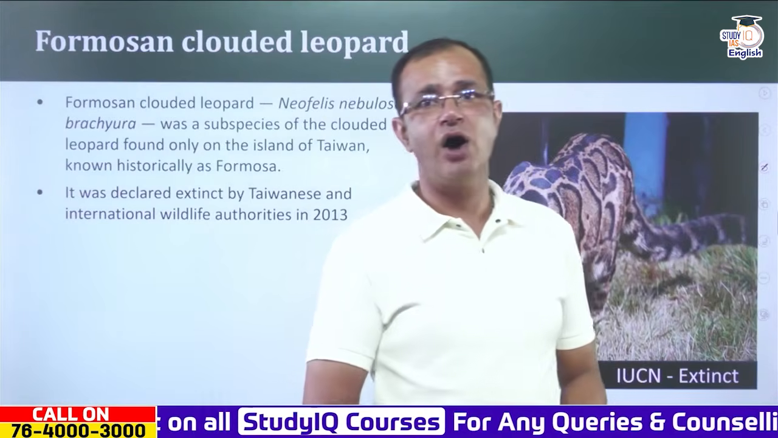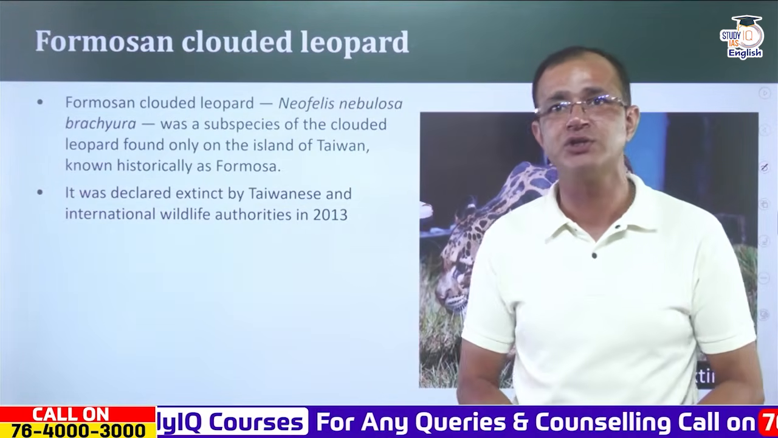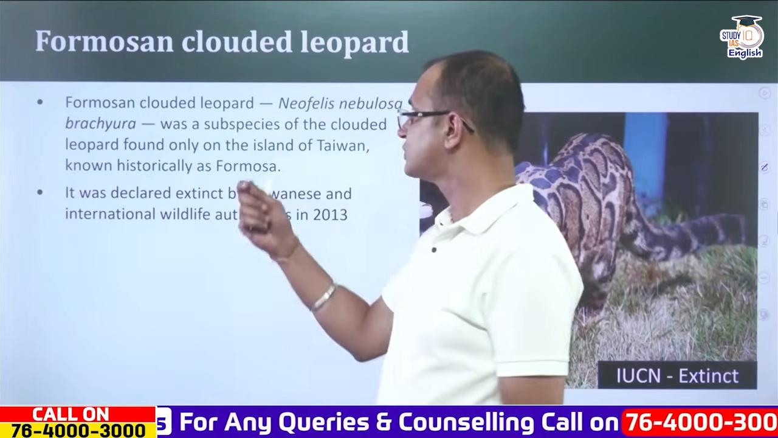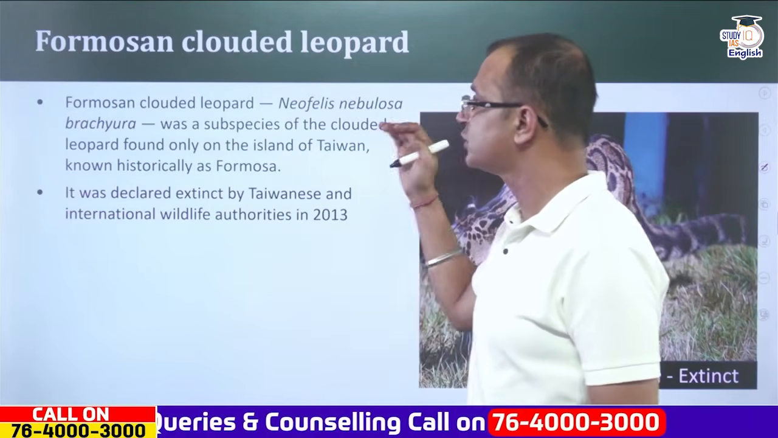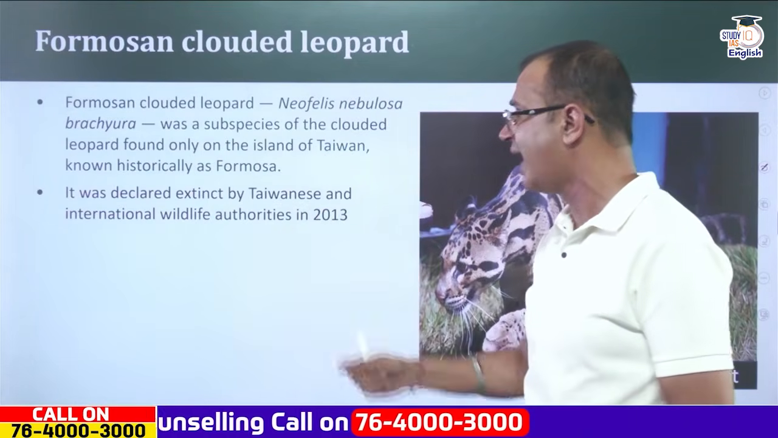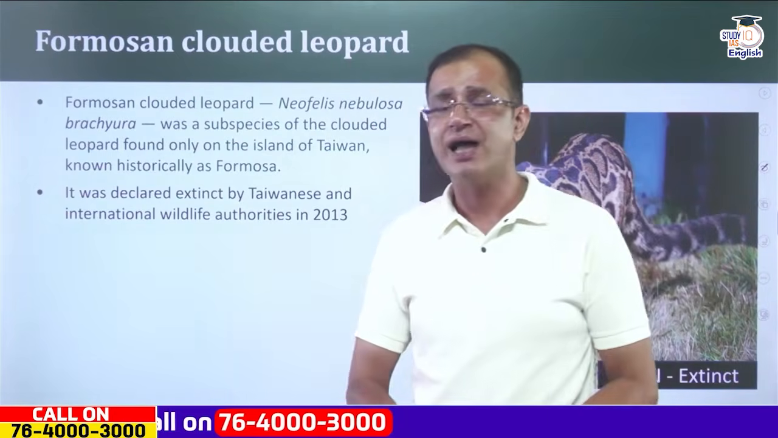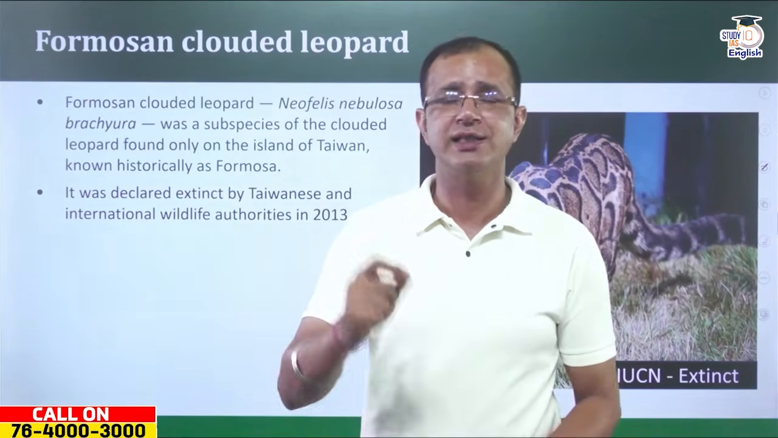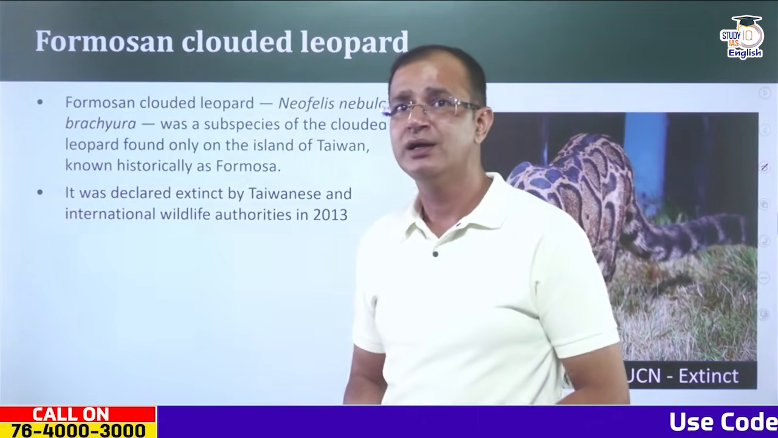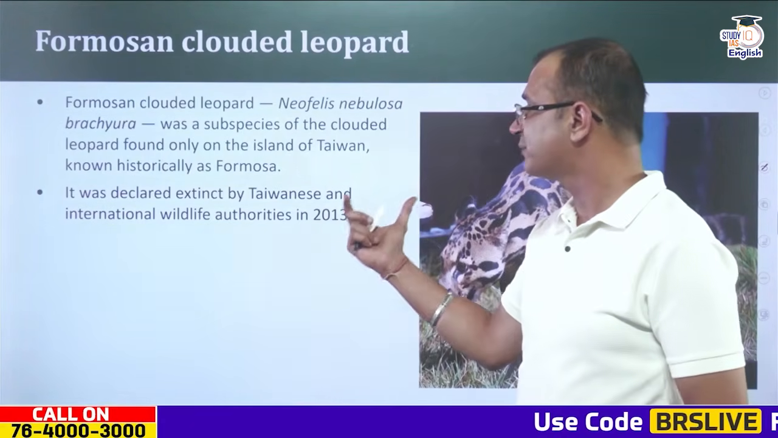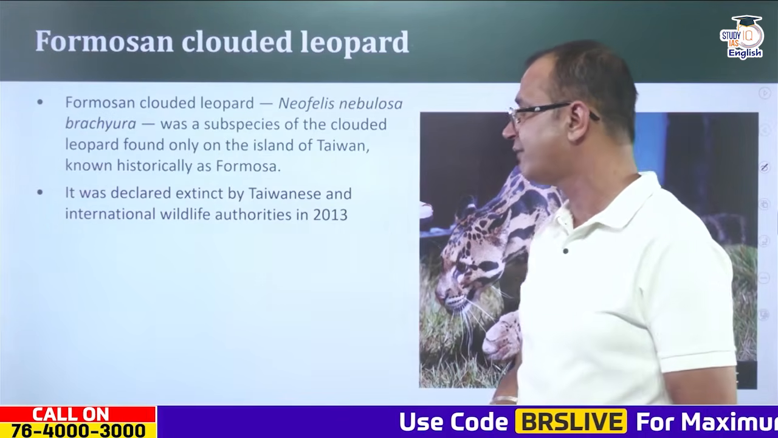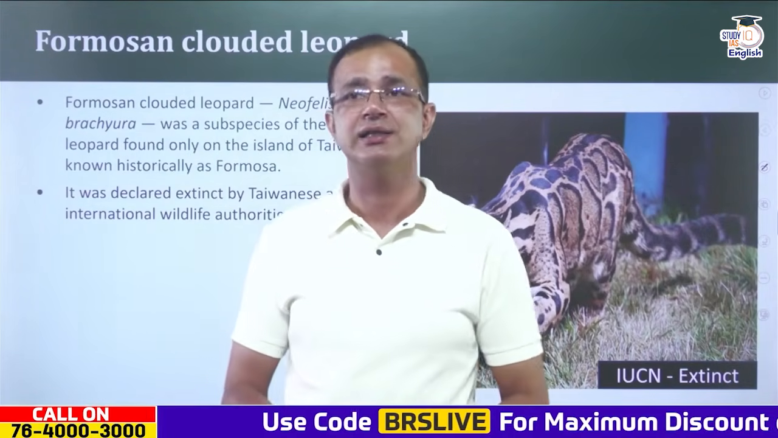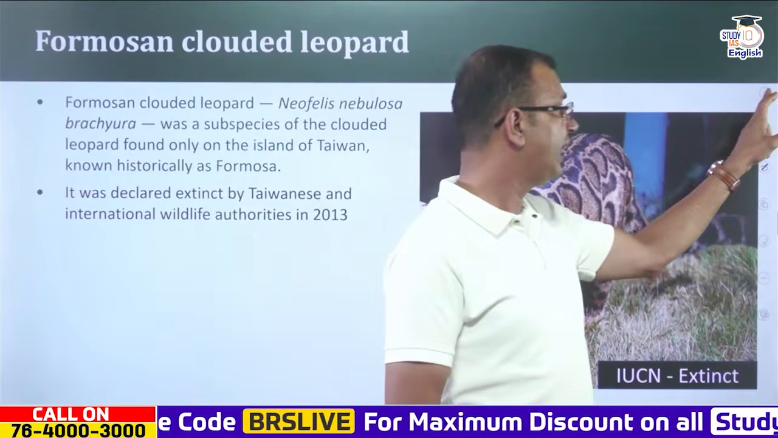Then the next species that we have lost is the Formosan clouded leopard. The Formosan clouded leopard was a subspecies of the clouded leopard which is found only on the island of Taiwan. The island of Taiwan was known historically as Formosa, and that is why the name Formosan clouded leopard. It was declared extinct by the Taiwanese and international wildlife authorities in 2013, and the status is extinct.